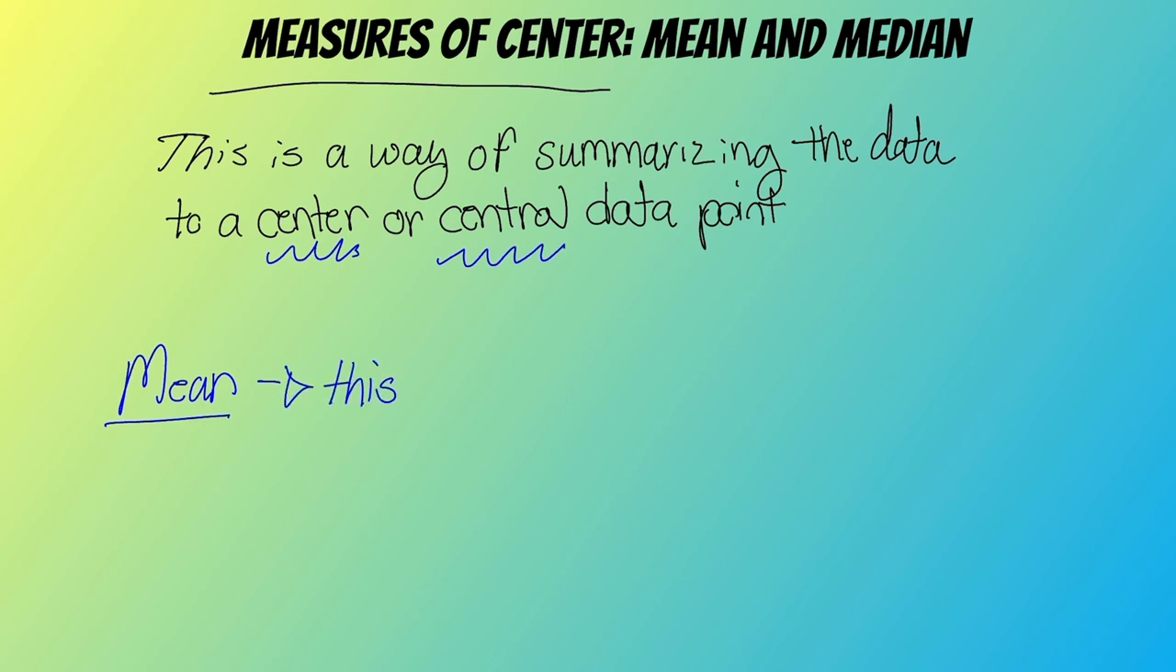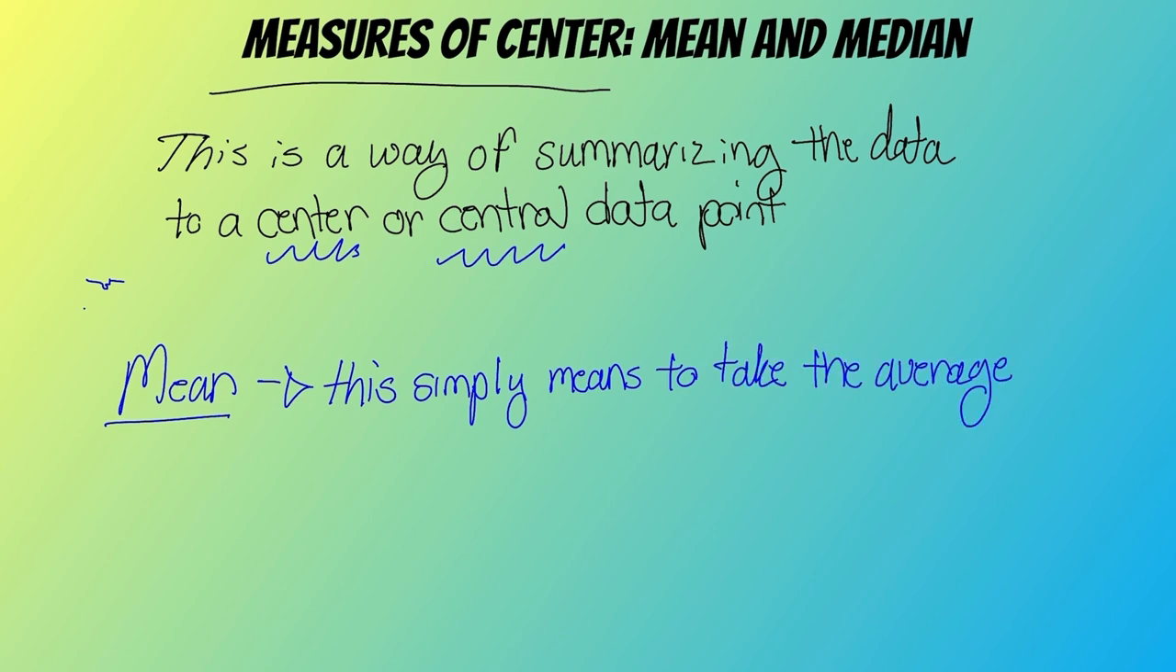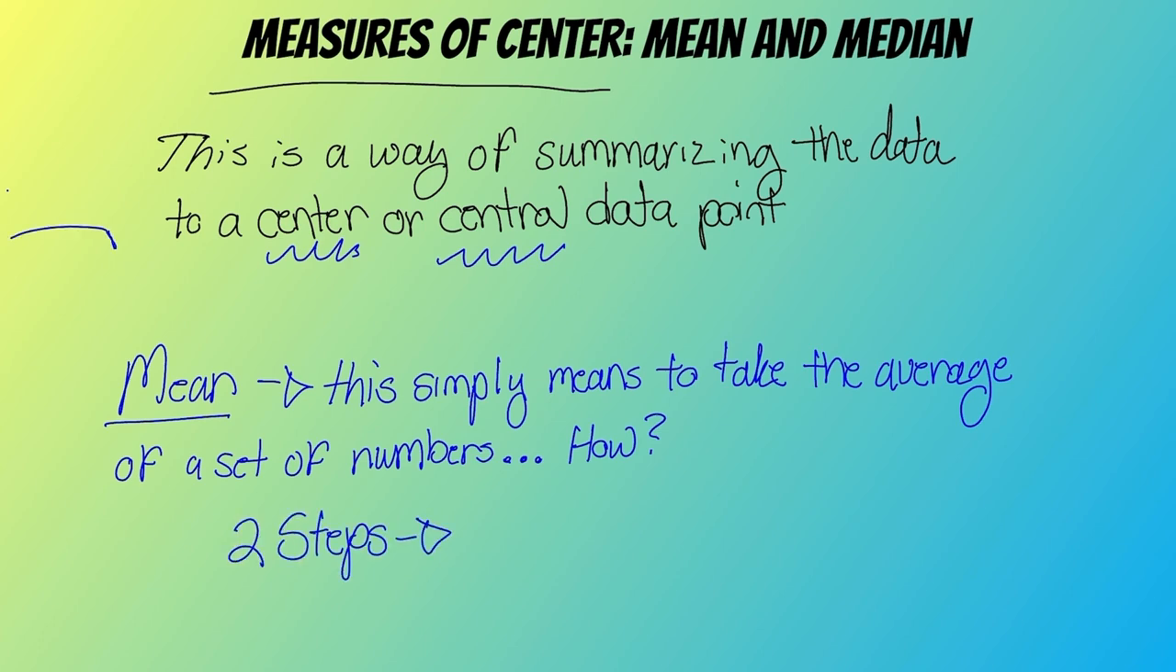Now, if I was to define mean, it's just an average of a set of numbers. You hear a lot of this when it comes to sports, like batting average or free throw percentage. It's whenever you take all the data points, you collect the information, and you find how often does this happen, an average. So it's going to take 2 steps.